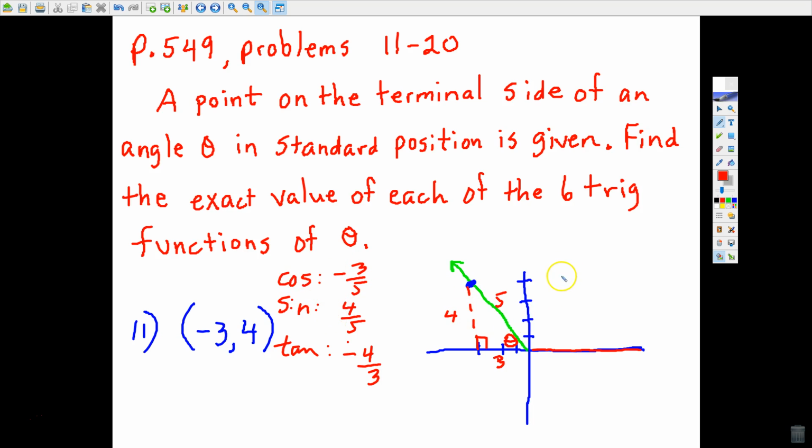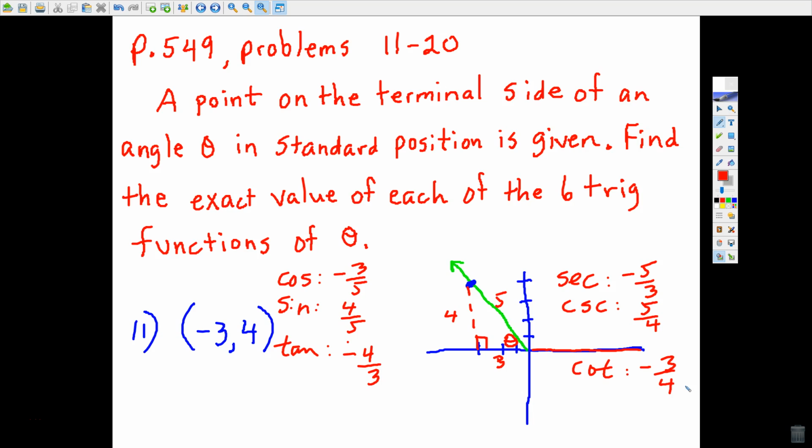So the inverse of cosine is secant. And if cosine is negative 3/5, then that means secant is negative 5/3. The inverse of sine is cosecant. Sine was 4/5, so cosecant is 5/4. Obviously, the inverse of tangent is cotangent. If tangent was negative 4/3, cotangent is negative 3/4. And that's the way these problems work in 11 through 20.